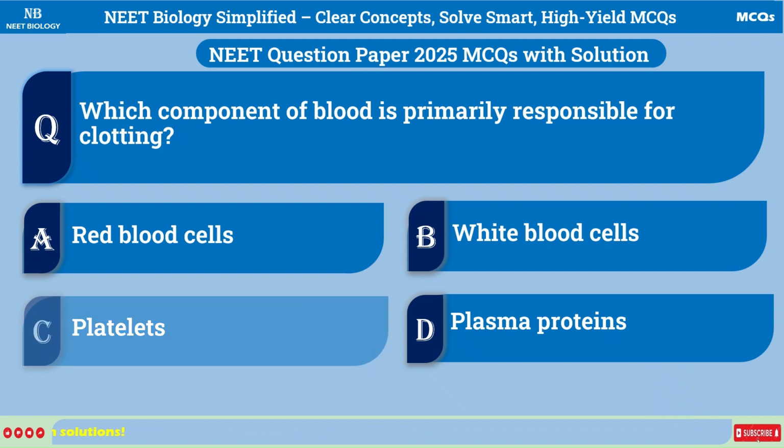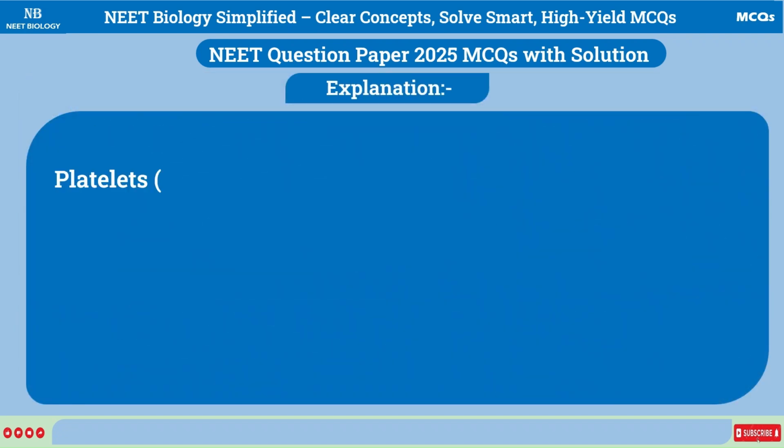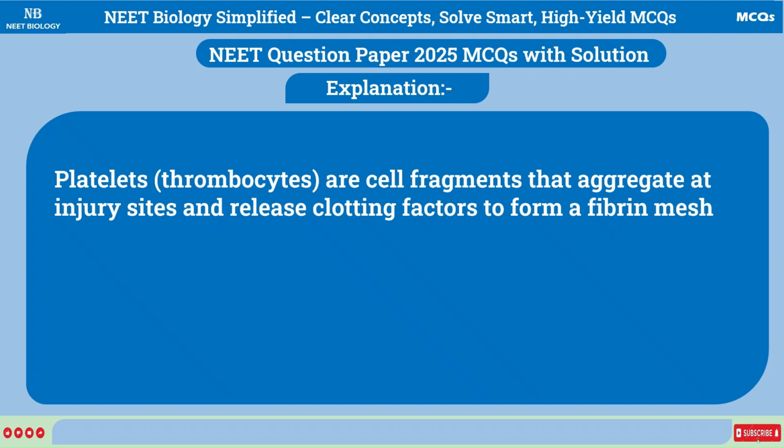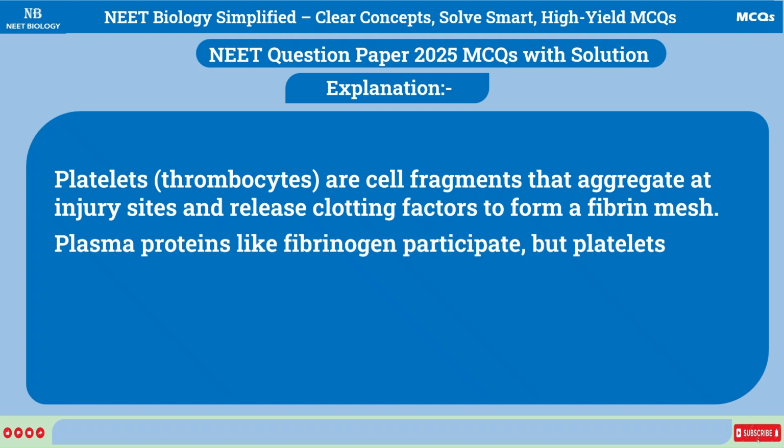Correct answer is C. Platelets. Explanation: Platelets, thrombocytes, are cell fragments that aggregate at injury sites and release clotting factors to form a fibrin mesh. Plasma proteins like fibrinogen participate, but platelets initiate clotting.